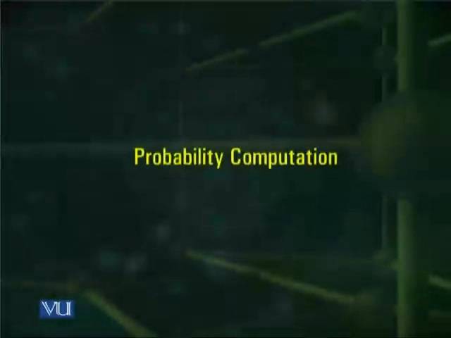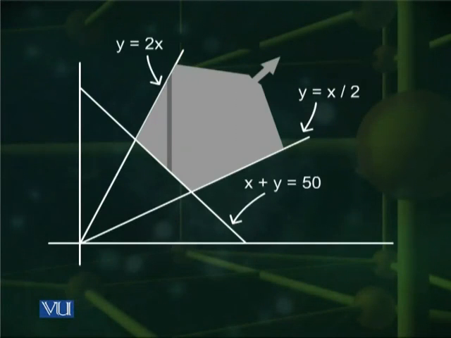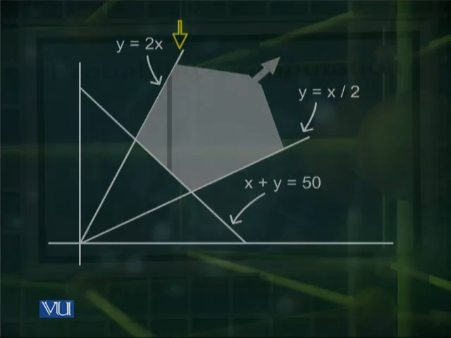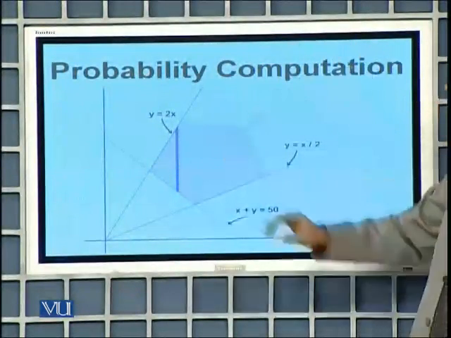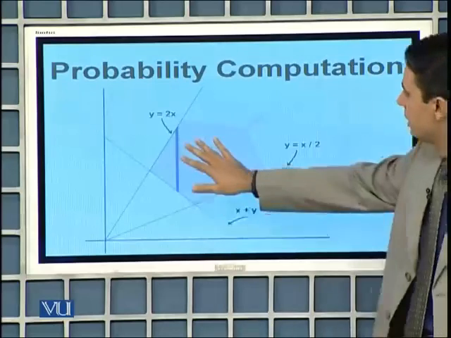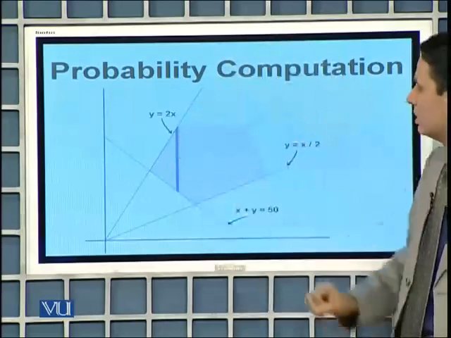If you look at the next slide, you can see how this double integral and these strips are going to be modeled. Here, this region is shown again with three constraints. This constraint is x plus y is equal to 50. This is y is equal to x over 2, and this line is y is equal to 2x. And the region which we are going to use for integration of the joint PDF of x and y lies between these three constraints.